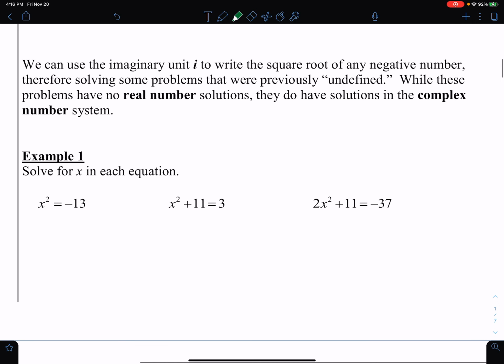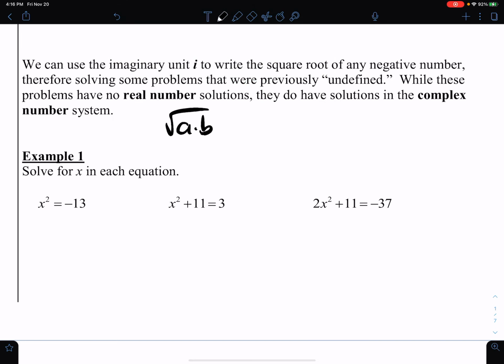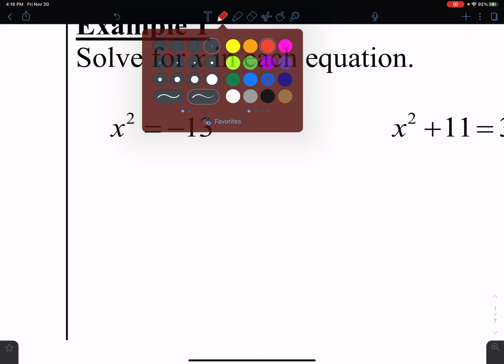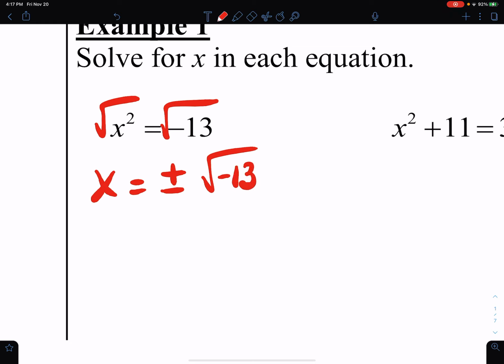The first thing we would do is learn how to solve with these imaginary numbers. The good thing is we already have some background using our product property of roots. In other words, if two numbers are multiplied under one square root, we can multiply those numbers under their own square roots. So if we jump into example number 1, to isolate x we'd have to undo the square with a square root. Whenever we undo a square with a square root, we need to use a plus or minus sign. And then we have the square root of negative 13.